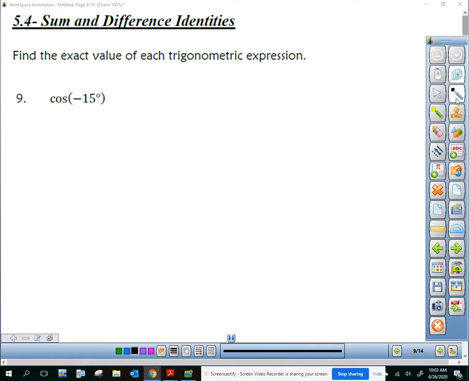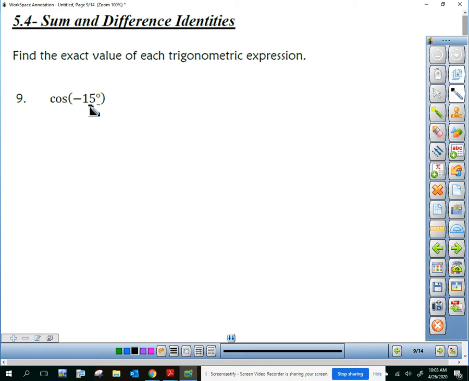All right, so now we're into the 5.4 section of the review, sum and difference identities. So if you want to have those notes out to look back on, you can. We want to find the exact value of each trig expression.